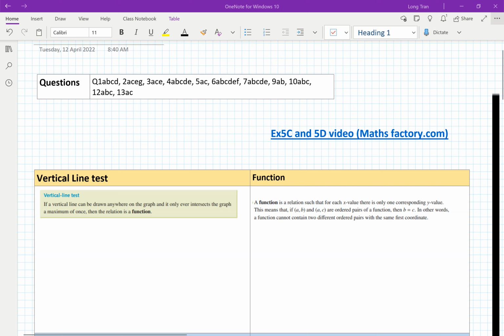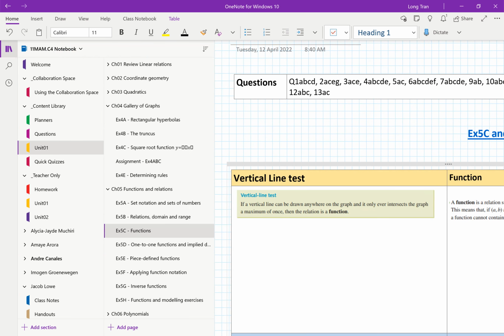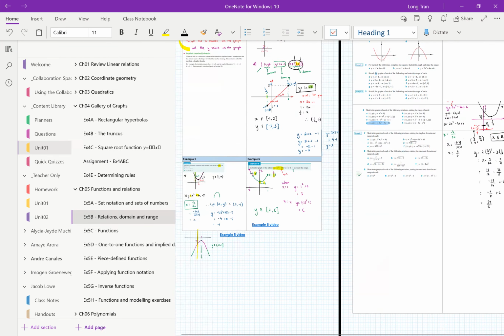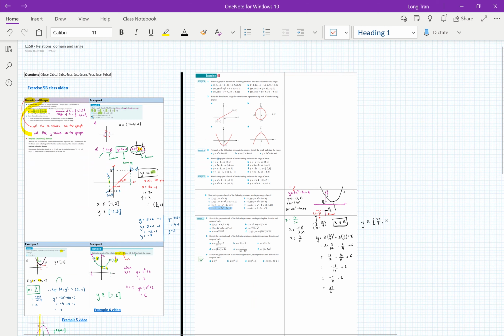Hey there, Year 11. So this is now finally moving to Chapter 5's core content that you'll need to know. This area now looks at what a function is and what a relation is. If you remember my previous video in exercise 5B, we talked about what a relation is.